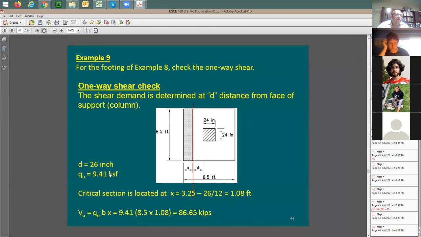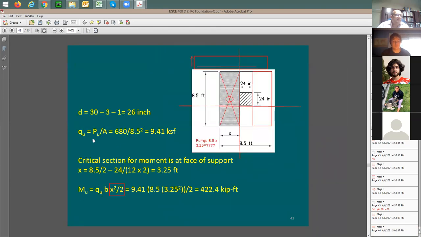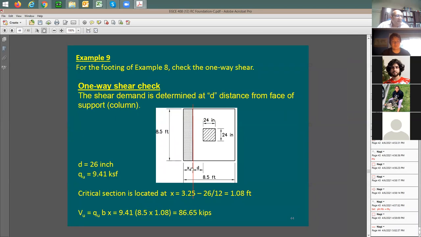q is 941 from the previous step. This distance here, x, you can figure out, is going to be 3 1/4 subtracting the depth, but you need to put it in feet. It's going to be about a foot, let's say 1.08. Take this x, multiply by 8.5, multiply by q ultimate. That's exactly what's happening here, and this is going to be your shear demand.